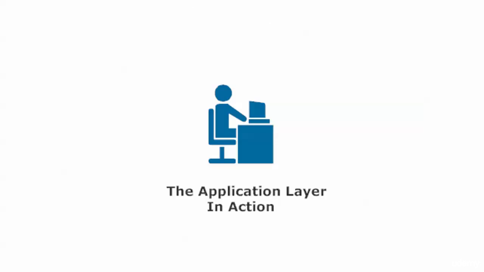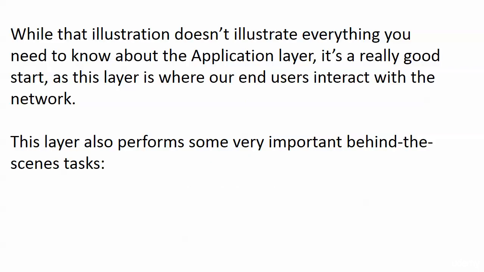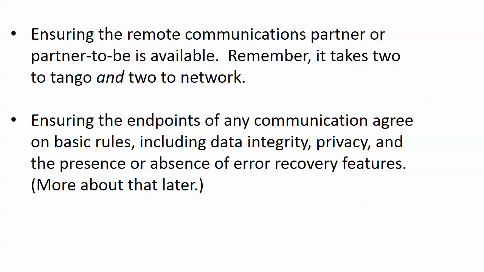We're going to talk about that, but right now I'd like you to take a look at this highly complex diagram I've created for you to show you the application layer in action. And that's not everything you need to know about the application layer, but it's a really good start, because this layer is where our end users interact with the network. And this layer also performs some very important behind-the-scenes tasks, first ensuring that our remote communications partner, or partner-to-be, is available. You know, it takes two to tango, and it takes two to network. To have an endpoint-to-endpoint communication, we need two endpoints.